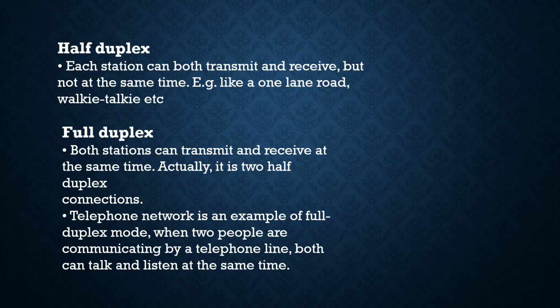Now we are going to learn about half duplex and full duplex. In half duplex, we cannot transmit and receive at the same time. For example, a walkie-talkie. You must have seen a walkie-talkie. In that, we can either transmit or receive. We cannot transmit and receive both at the same time.